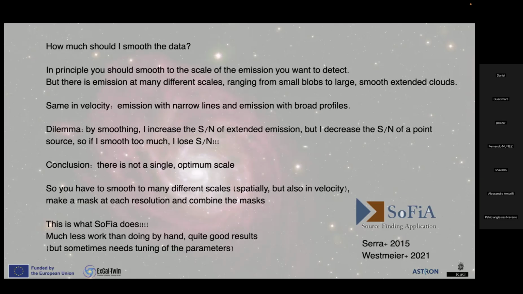So the result of SoFiA is, by smoothing the data to several resolutions, spatially and in velocity, it does some logic about the mask, etc. It makes an optimum mask for your data, and the output is moment 0, moment 1, moment 2 images. And now I think this is my last slide.